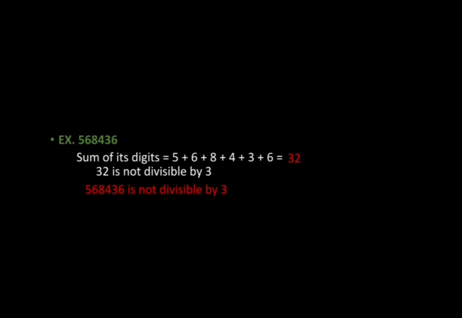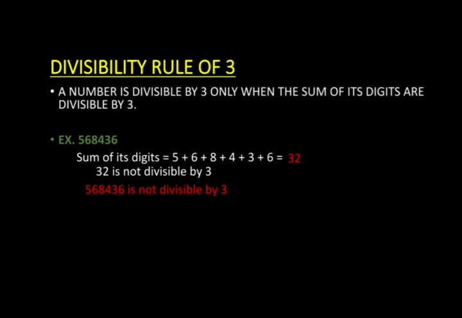What is the divisibility rule of 3? We will find the sum of the digits. If the sum is divisible by 3, then the whole number is divisible by 3. If the sum is not divisible by 3, then the given number is not divisible by 3. A number is divisible by 3 only when the sum of its digits is divisible by 3.